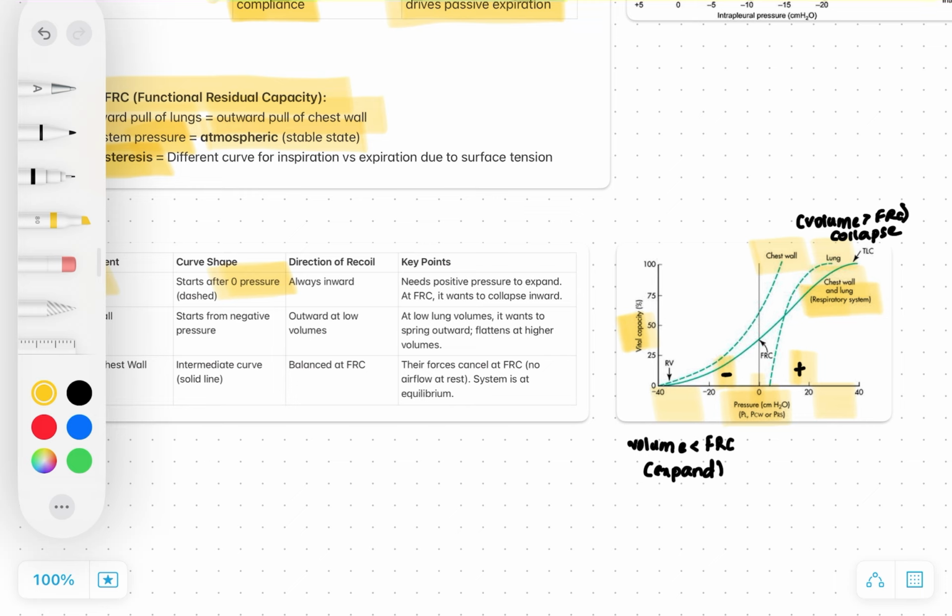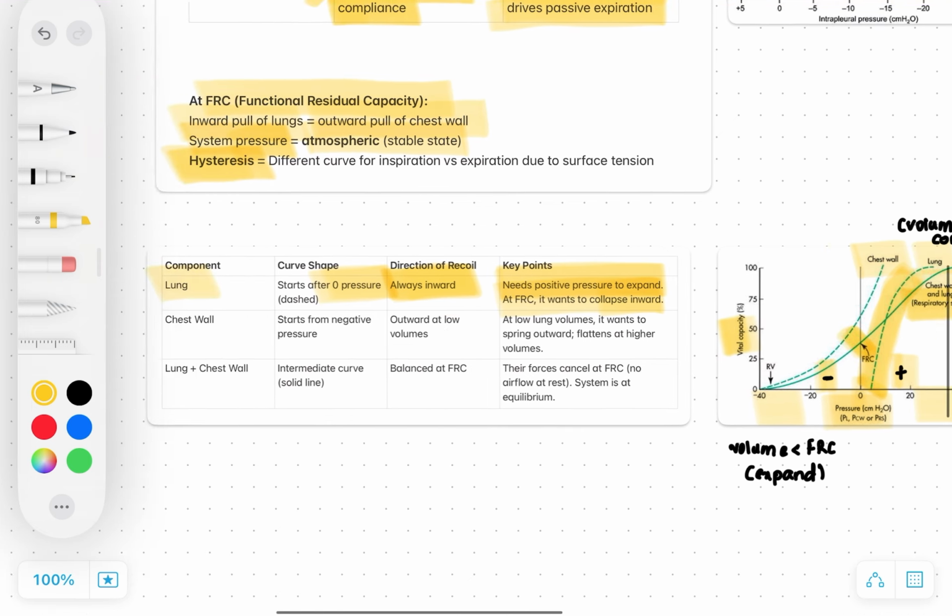This dotted line shows the lung curve. It is starting at the positive pressure, so it will always try to recoil. The direction is always inward. We have to know that it needs positive pressure to expand. That's why it will start after the zero value. At FRC the lung wants to collapse inward.